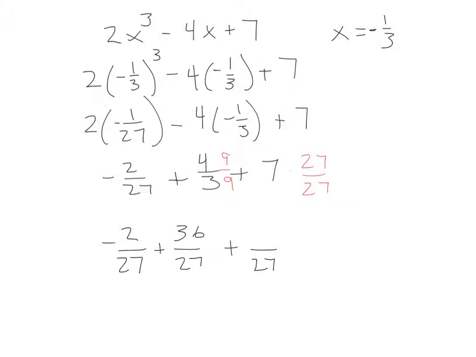7 times 27 is 189, that's going to be 189/27. And adding all this together, I will get, looks like, 223/27. And I think we'll leave it there for today. Make sure you do the practice and check your answers.